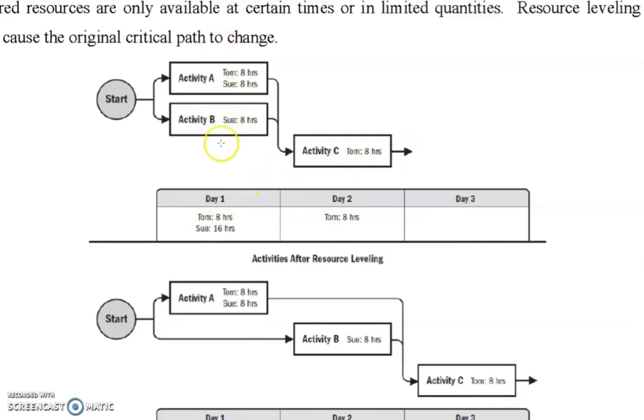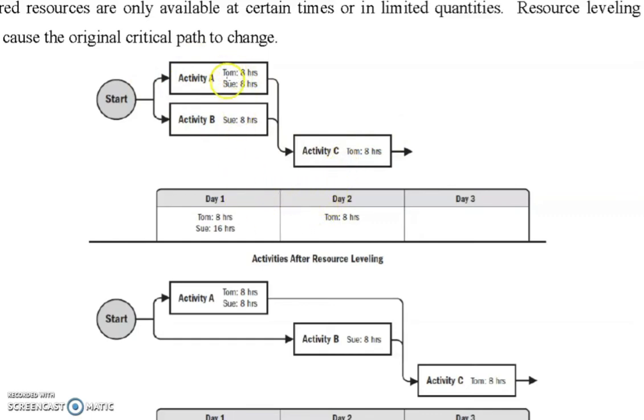This is one day, okay? And this is the second day. Tom will work 8 hours, okay? And Sue will work 16 hours, 8 here and 8 here. In day two, Tom will work 8 hours only. So in this graph or in this diagram, we will finish the project, which consists of 3 activities, A and B and C, within 2 days, which is impossible.